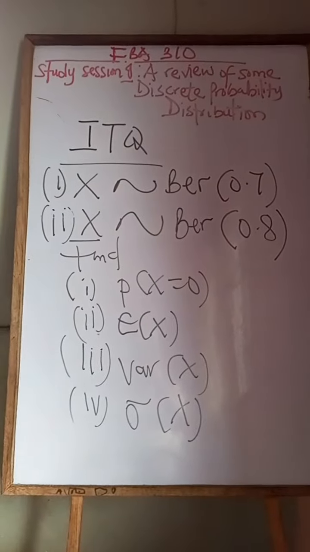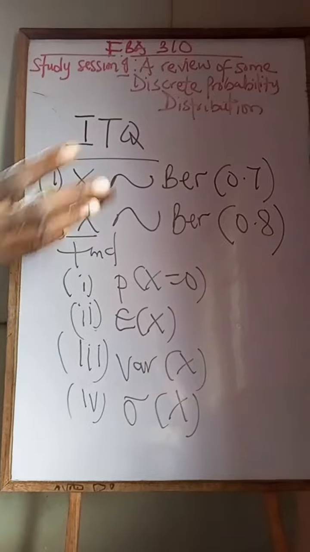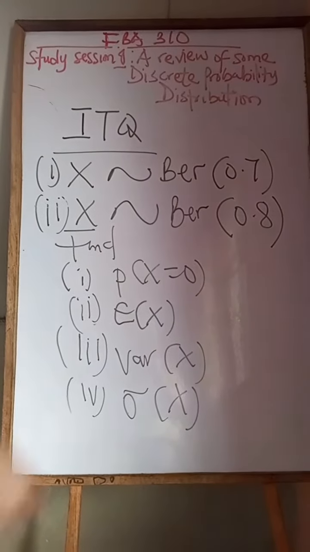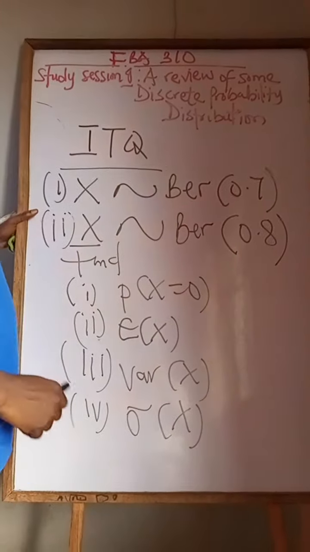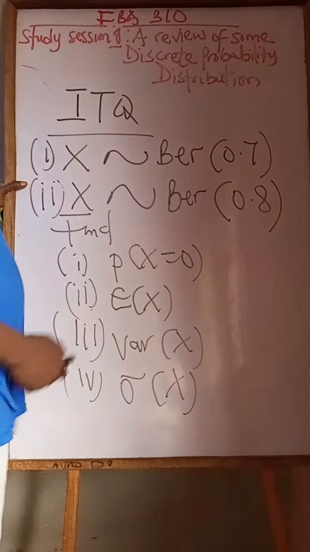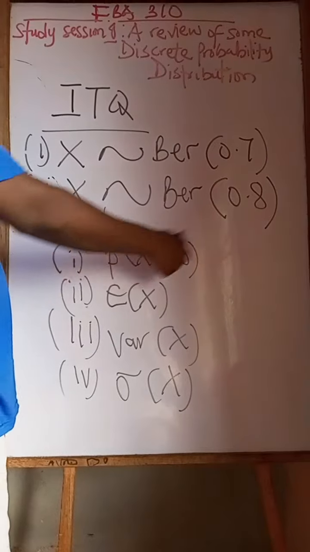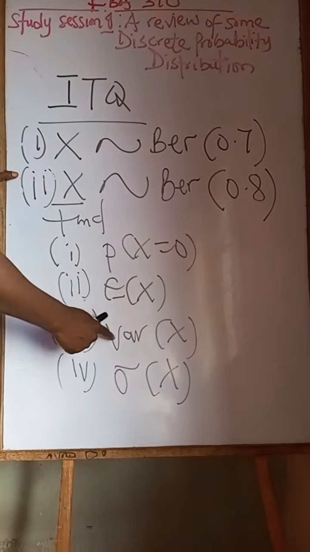So let's look at these two questions. Our 10th one, you will take one as a kind of classwork, which you do on your own. Let's say question one, X is distributed as Bernoulli(0.7) in brackets. And number two, X is distributed as what? Bernoulli(0.8) in brackets. For these two questions, we have to find: one, P(X = 0); two, expectation of X; three, variance of X.